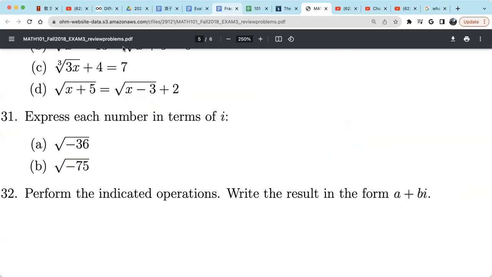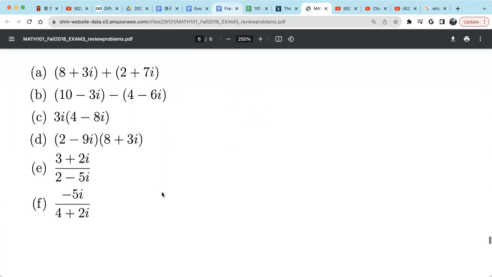Okay, now let me move to the next page. So let's add those complex numbers. Complex numbers have a real part and an imaginary part. The imaginary part is always multiplied by i. So when we add two complex numbers, we add real with real. So 8 plus 2 is just 10. Then we add the imaginary part with the imaginary part, which is 3i plus 7i, which is 10i. So that's how we add two complex numbers.